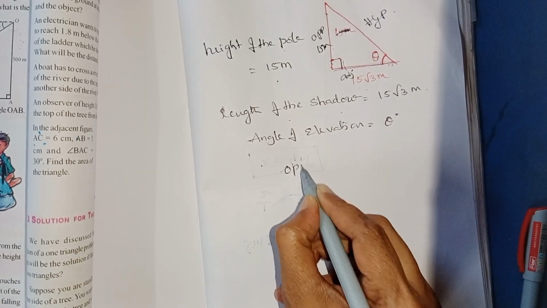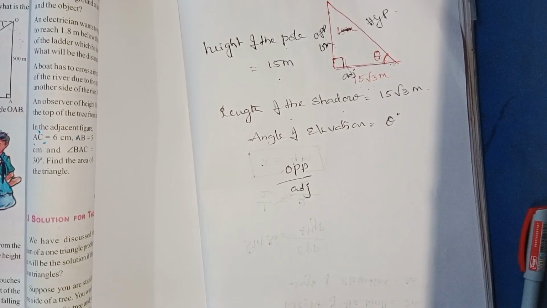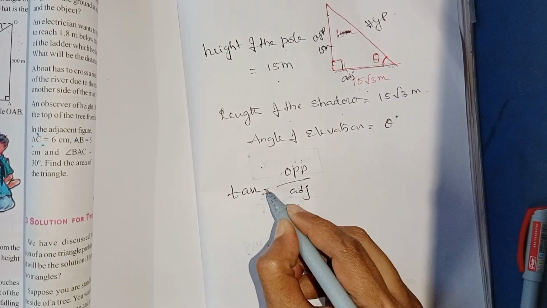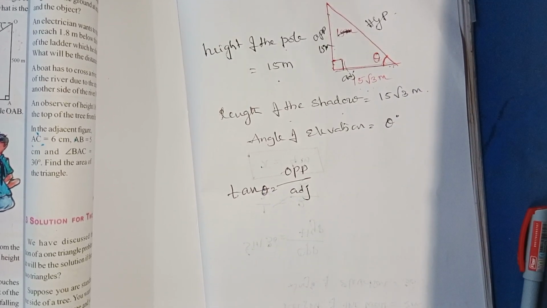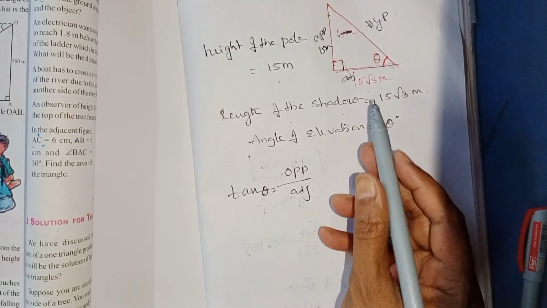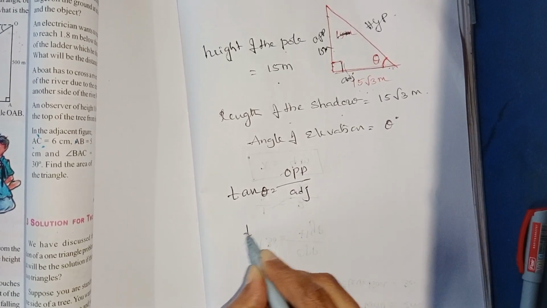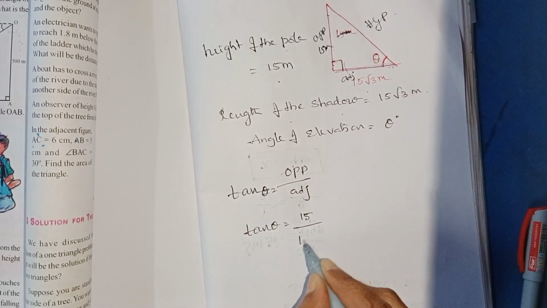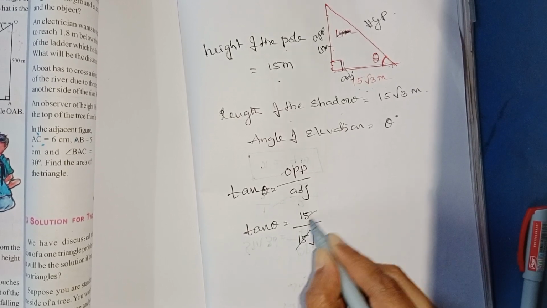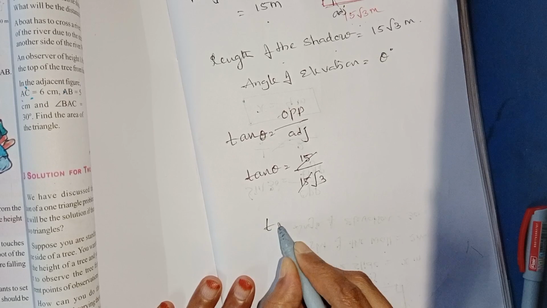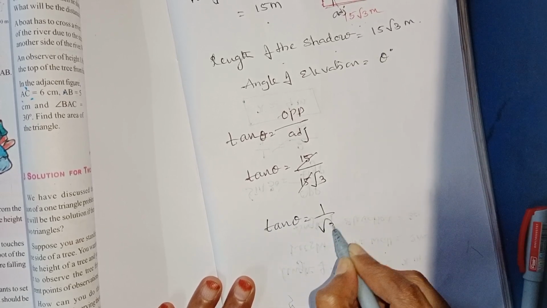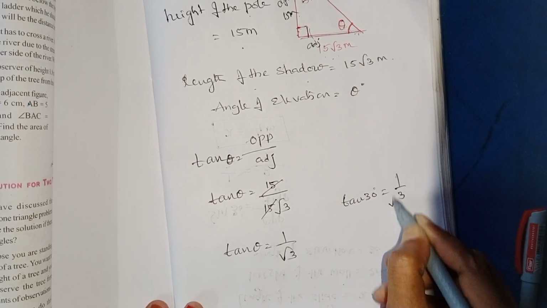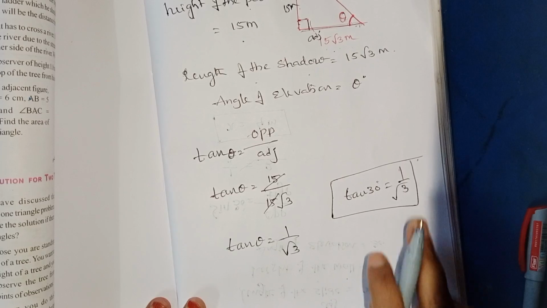Opposite by adjacent, I'll take the relation. Opposite by adjacent ratio is called the tan ratio. So tan of what angle? We don't know. Tan theta is the angle made by the sun rays with the ground. Now tan theta is equal to opposite value, 15 meters, by 15 root 3 meters. 15 cancels. Now we got tan theta is equal to 1 by root 3. As we know, tan 30 degrees is equal to 1 by root 3. Right? We know tan 30 degrees is equal to 1 by root 3.